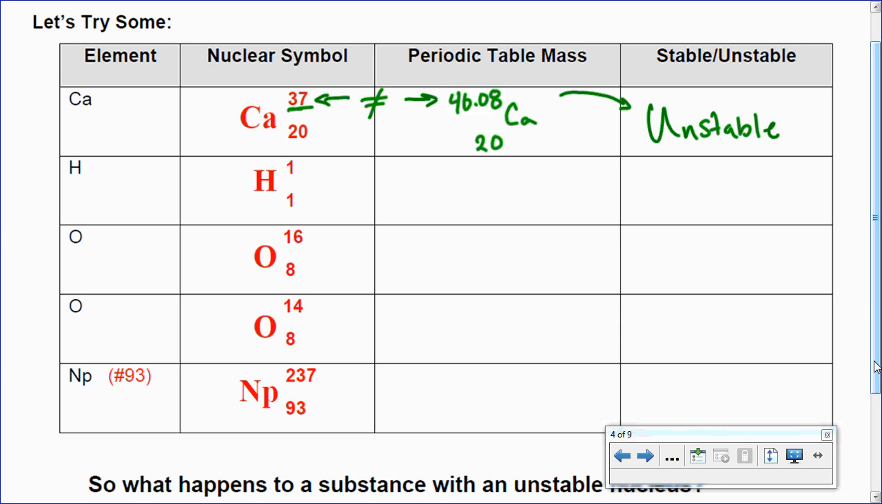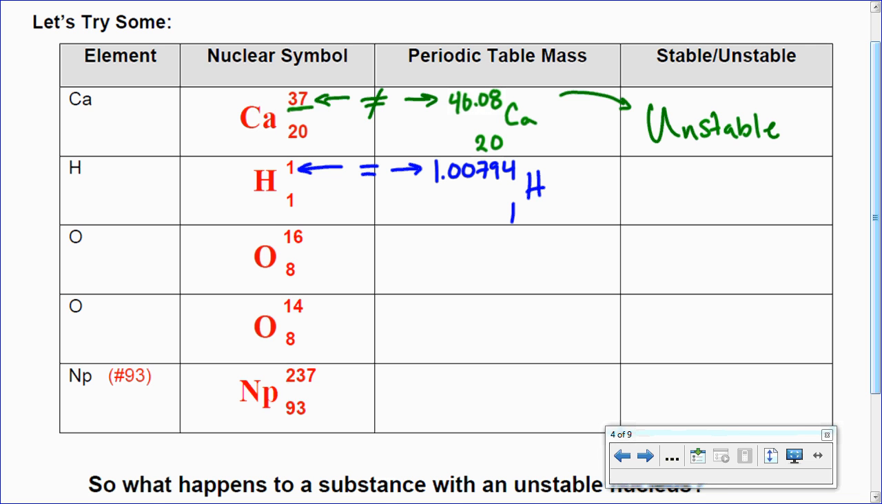If we look at the next one, hydrogen, 1H1. Well, on our periodic table, it says 1.00794 is the average atomic mass of hydrogen, and all of them have 1 proton. And we compare this number, that atomic mass, with this one, and we see, well, that's pretty much equal. No, it's not identical, but it's darn close enough.